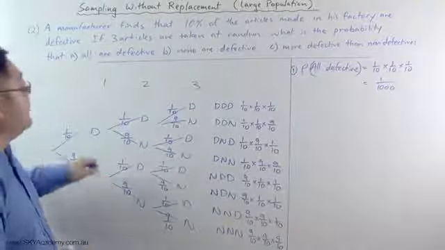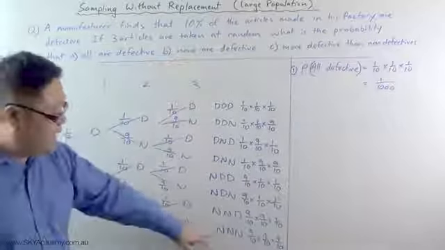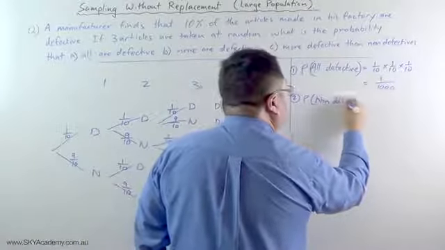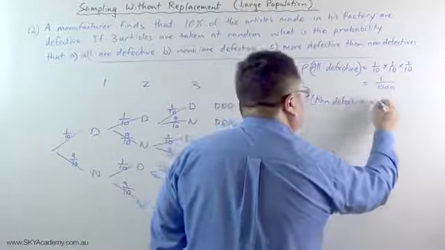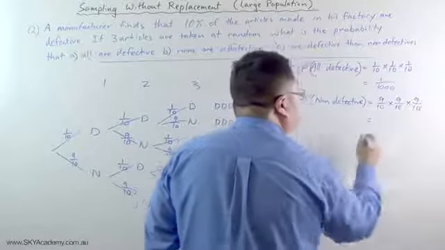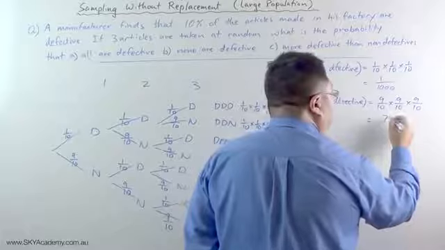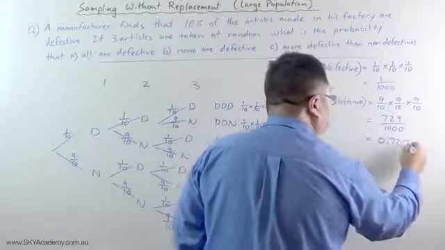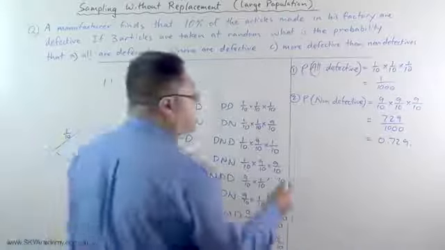Okay? The next one, none are defective. NNN, probability that none are defective. So what is it? 9 out of 10 times 9 out of 10 times 9 out of 10, which ends up being 729 out of 1,000, 0.729. The third one, a little bit more challenging.